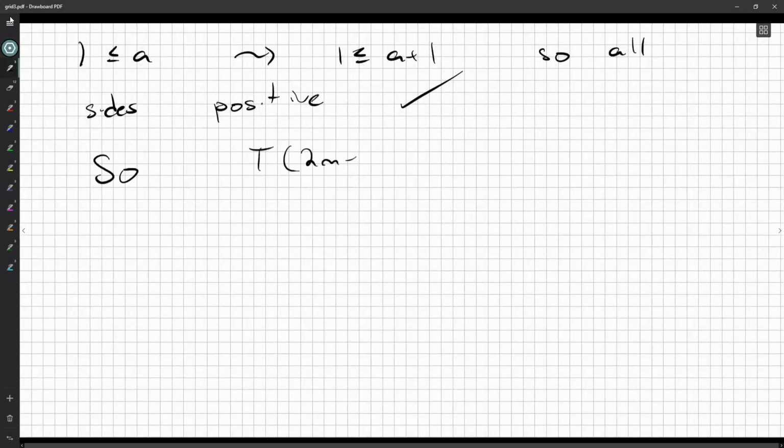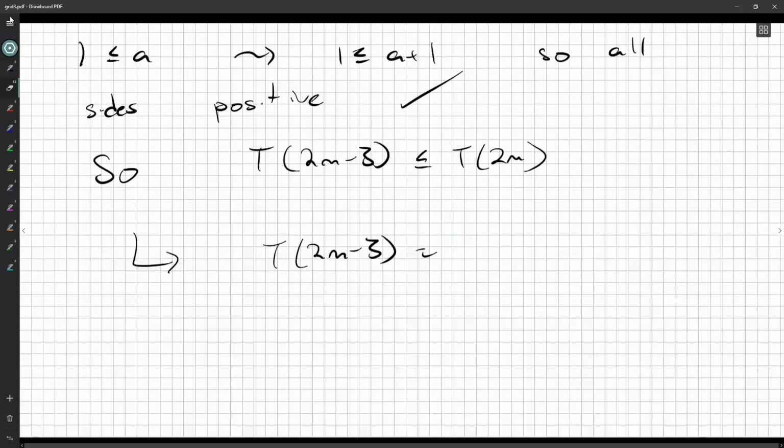So what does that tell me? That every triangle for 2M minus 3 is also a triangle for 2M, so we get this inequality, and combining the two, we get the answer to B, which was that T of 2M and T of 2M minus 3 are the same thing.